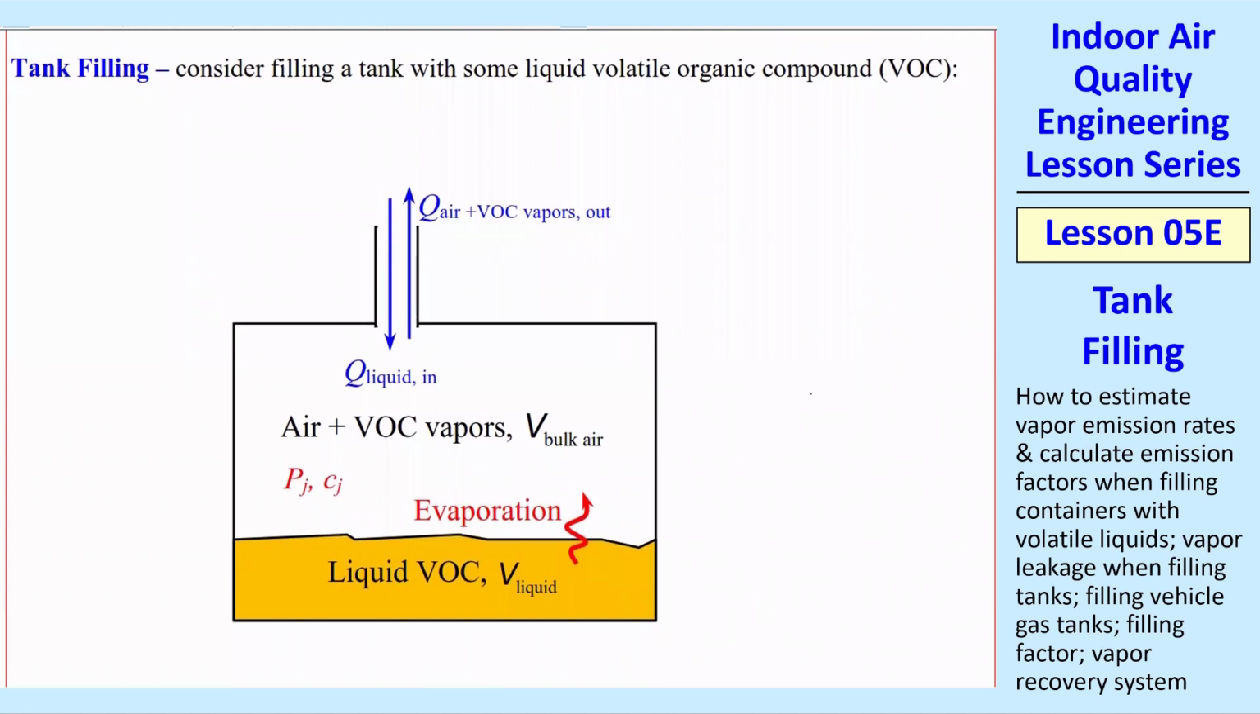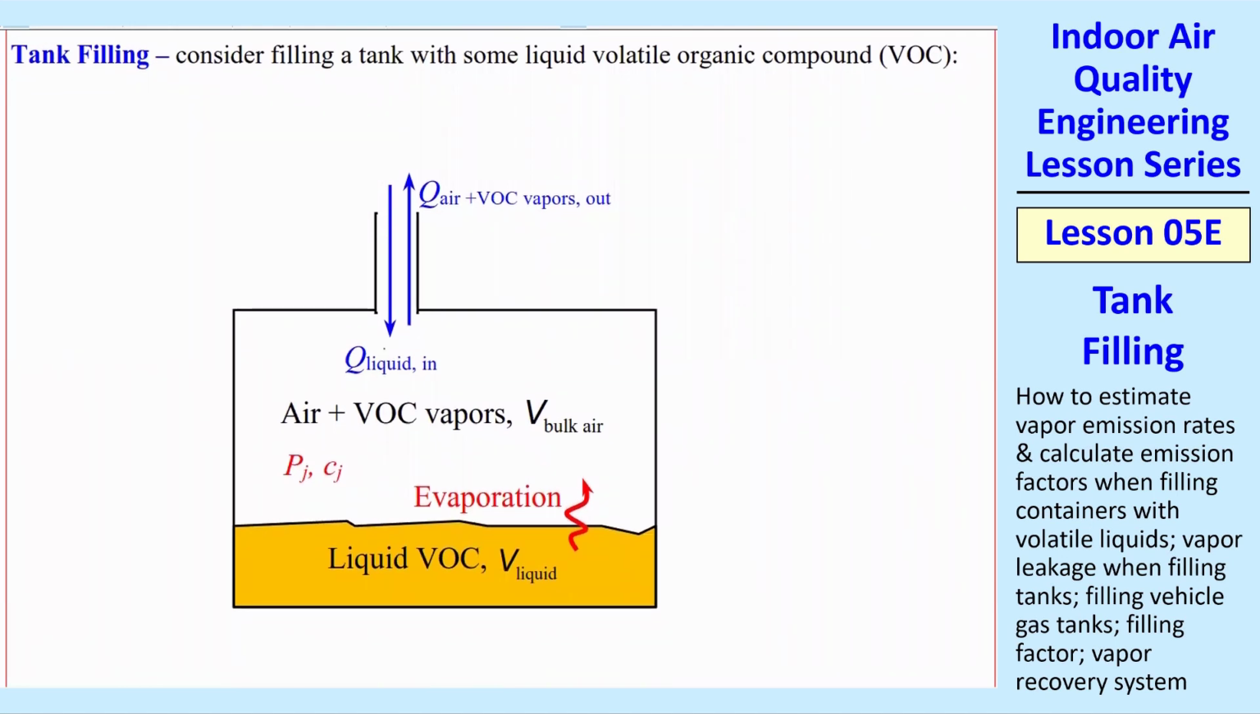We're filling a tank with some liquid VOC. And so the liquid is coming in, and inside the tank, let's suppose we already have some liquid and it's evaporating since it's a volatile substance. And then this CJ, there's a partial pressure, and you can convert that to a mass concentration. And we'll assume well mixed. So anywhere you take this reading, you measure the CJ, it's the same. So we'll assume well mixed conditions inside this tank.